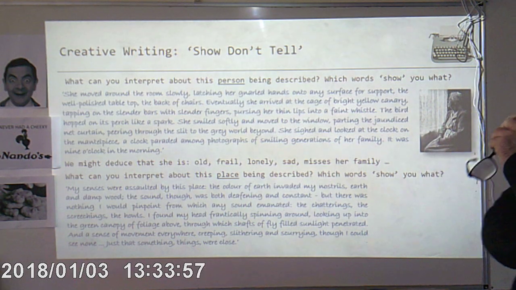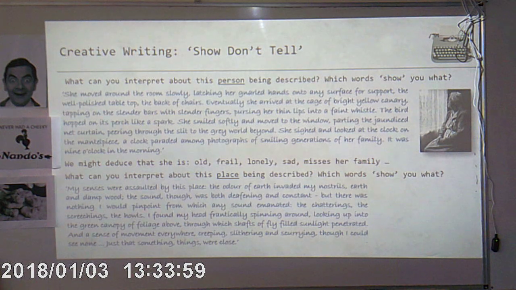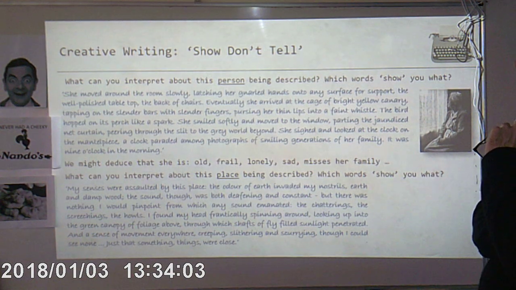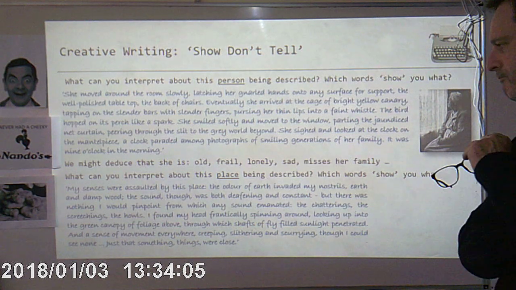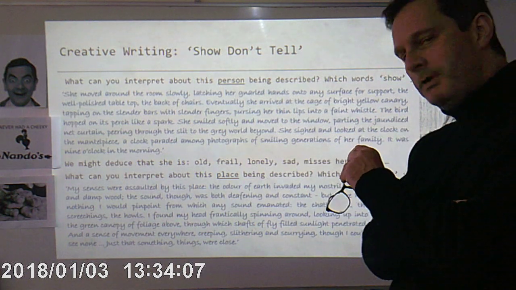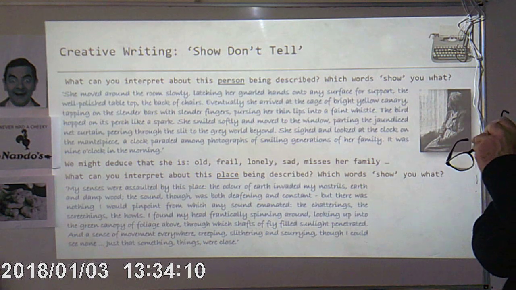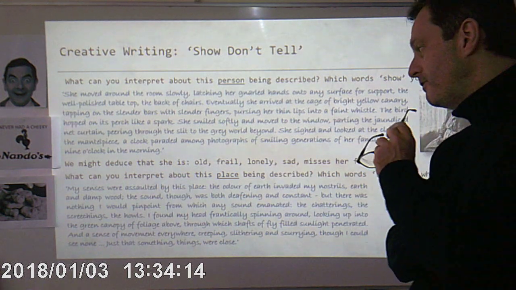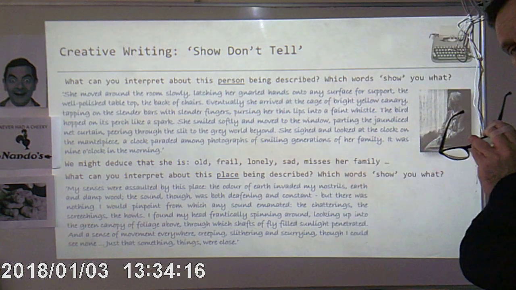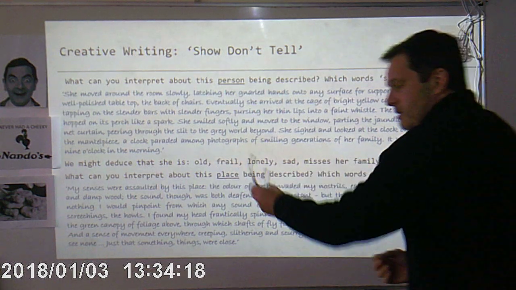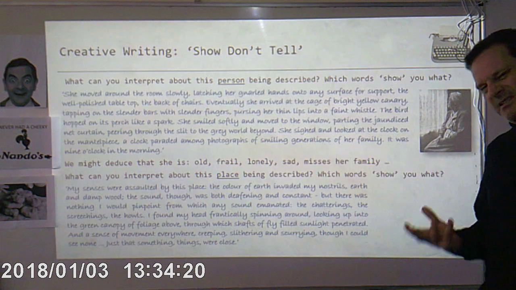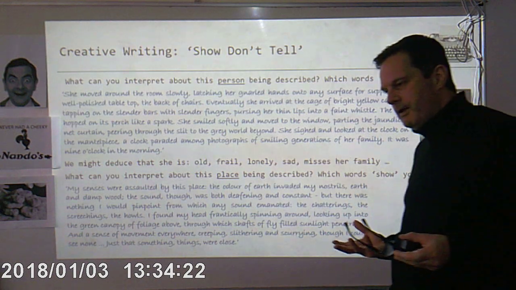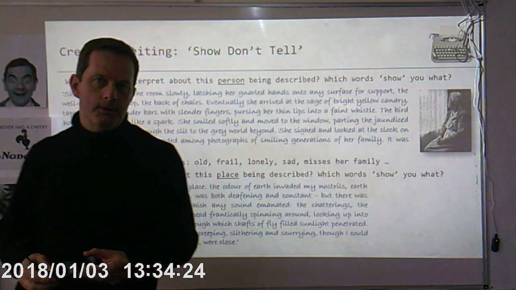I found my head frantically spinning around, looking up into the green canopy of foliage above, through which shafts of fly-filled sunlight penetrated, and a sense of movement everywhere, creeping, slithering, and scurrying, though I could see none, just that things were close. Okay? Now again, in this I haven't mentioned anything at all about the location, just maybe a clue or two.